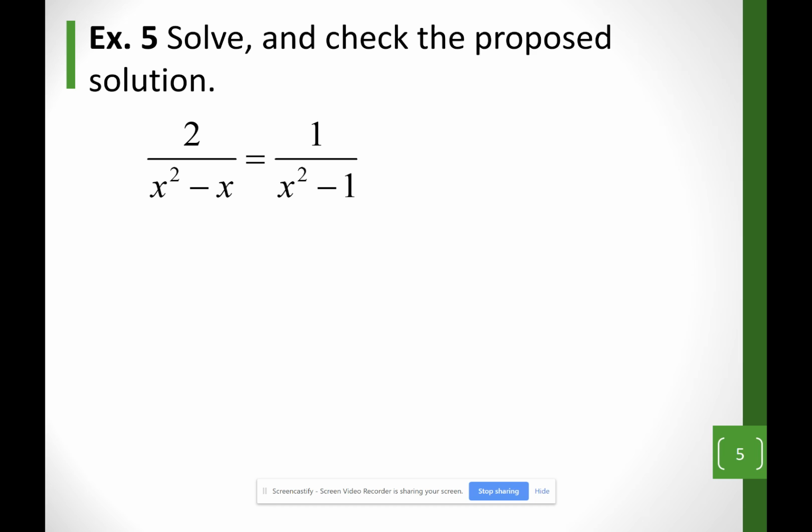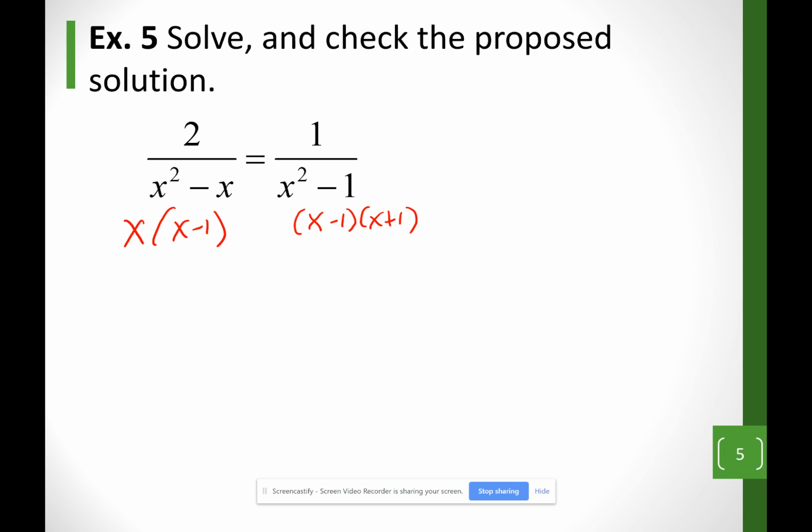All right, let's take a look at this one. So let me factor the first fraction, just the denominator, that is x, because I'm going to factor an x out, x minus 1. Looking at my denominator here, I'm going to say this is x minus 1, x plus 1.